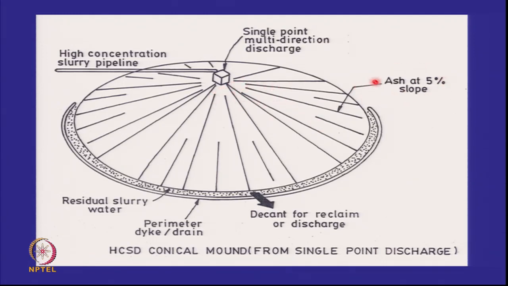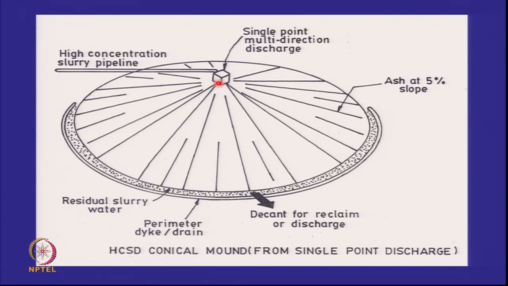Typically the slope is 5%. So 5% means what? 20 horizontal to 1 vertical. So high concentration slurry will have 1 in 20 slope. So it will form a conical mound, but it will be very flat. It will not be a steep conical mound.